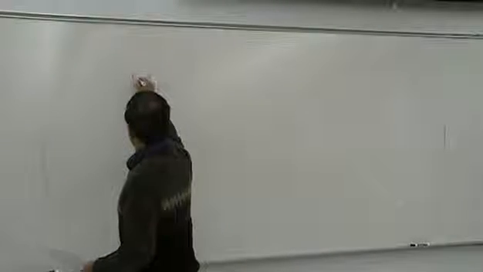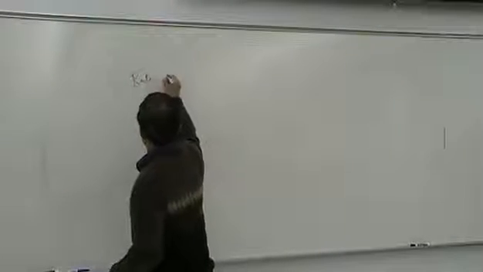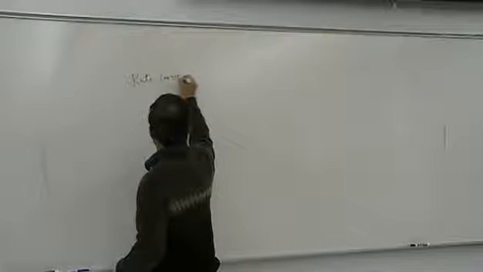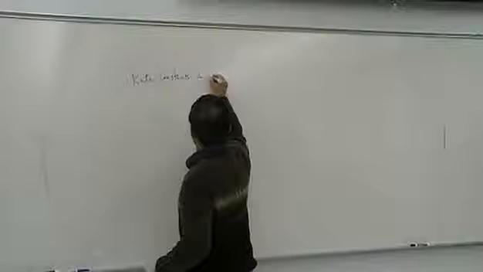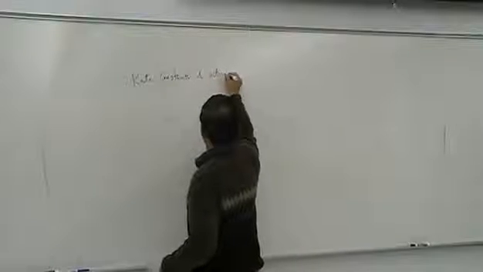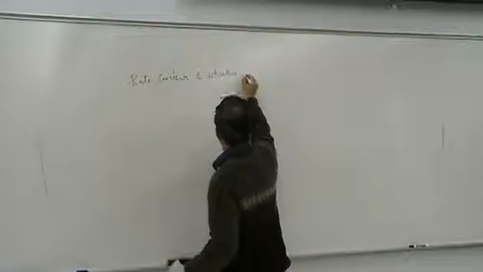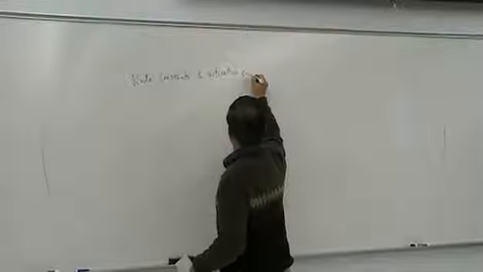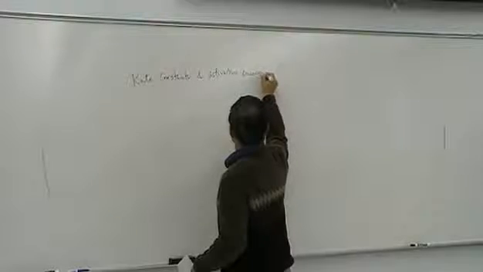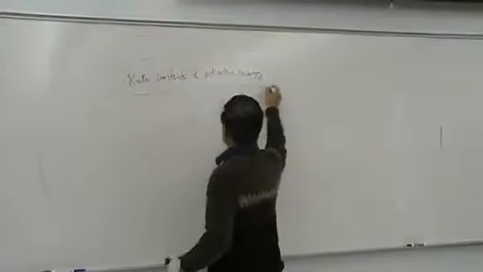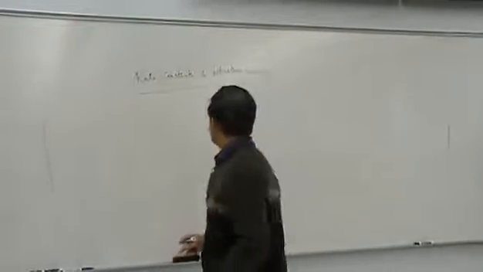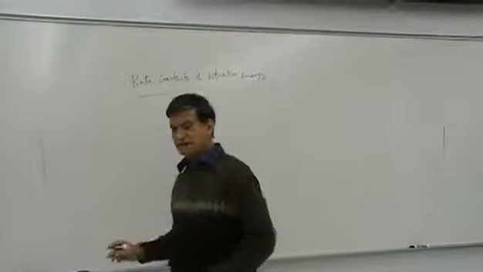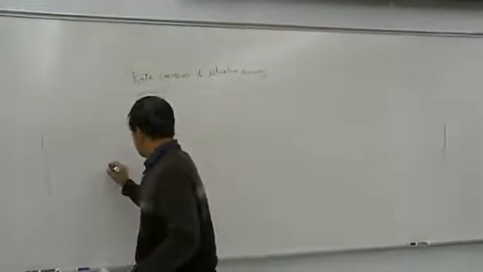So let me write down here rate constants and activation energy. We already know what rate constant is. Those are the small k values. Activation energy we haven't defined yet, so let me go over that.